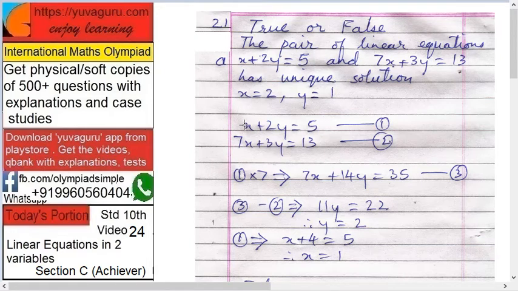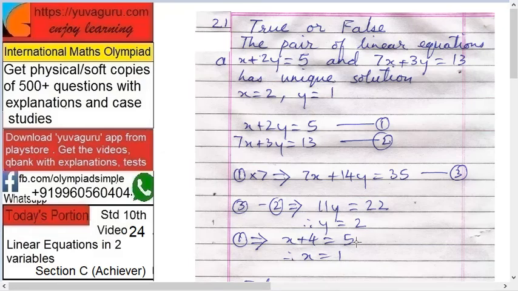Okay, let's try. x plus 2y equals 5, equation 1, and 7x plus 3y equals 13, equation 2. Solve them. 1 into 7 gives 7x plus 14y equals 35. Now mark this as number 3. Then perform 3 minus 2, you get 11y equals 22. Therefore y equals 2. Substitute this in 1, you get x plus 4 equals 5, since it is 2y over here. Therefore x equals 1.